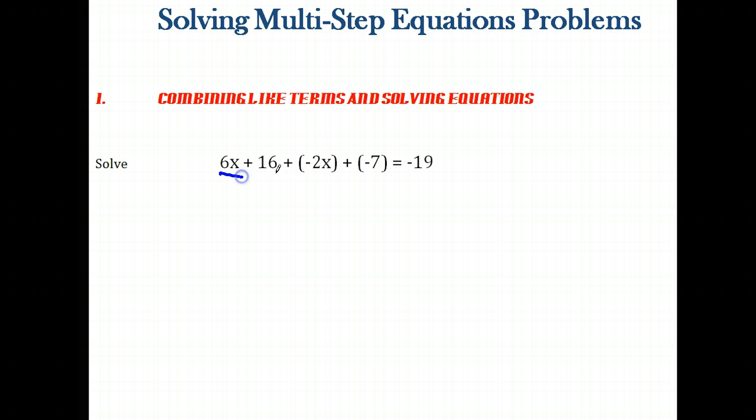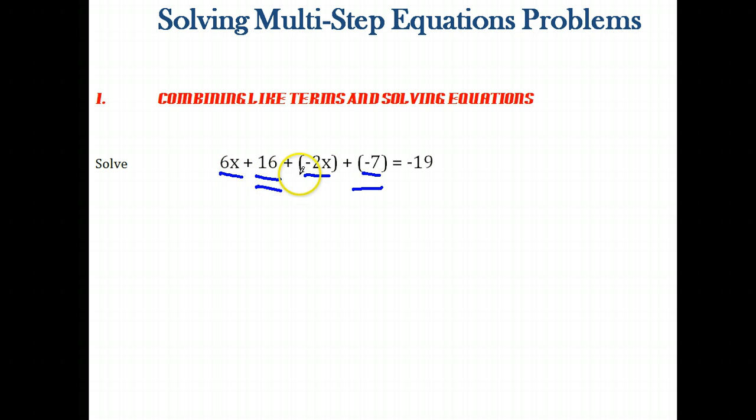So we have a 6x and a negative 2x. They both have x to the first power, so they're identical variable parts. We also have a 16 and a negative 7. They're just numbers without variables, so they would be considered like terms as well. We're going to add our like terms together because we have all addition.